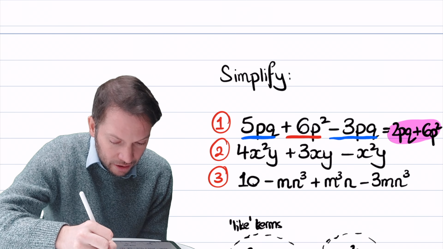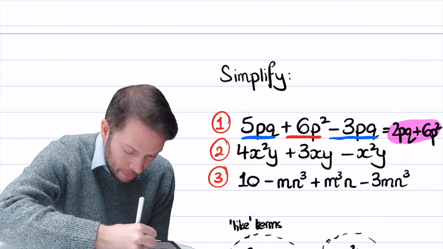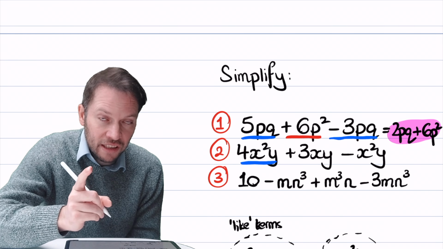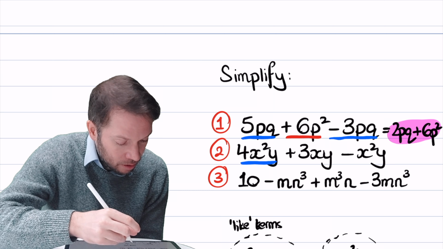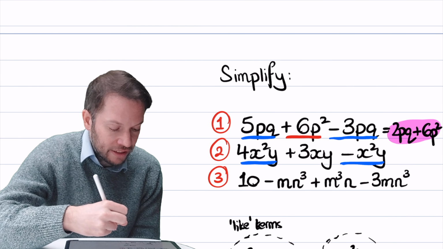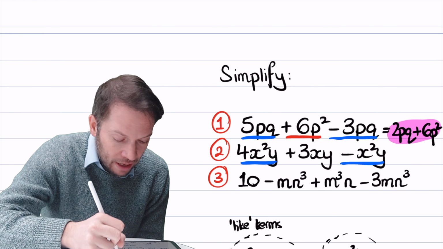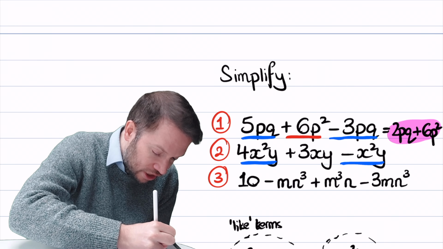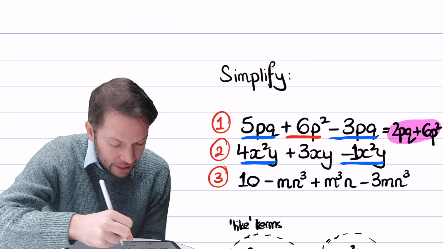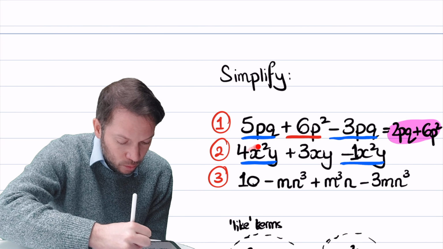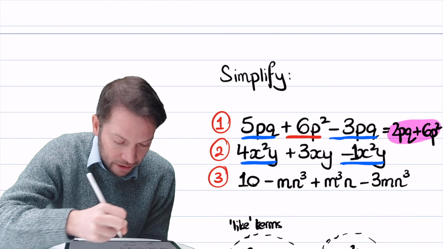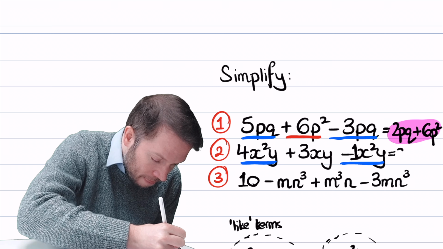So the next one, this first term here, let's underline it. Do we have another x squared y term? So the x has to be squared and the y is not squared. Well, yes, we do. We've got this x squared y term at the end. We've got minus x squared y. And remember, when we don't have a number, we can just put a 1. So it's minus 1 lot of x squared y. So let's collect them together. 4 lots of x squared y, subtract 1 lot of x squared y, you have 3 lots of x squared y.